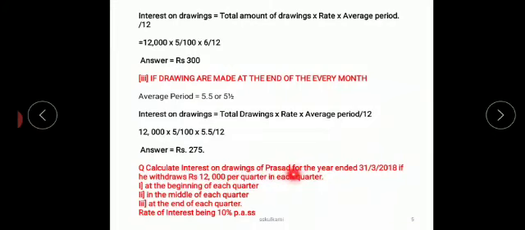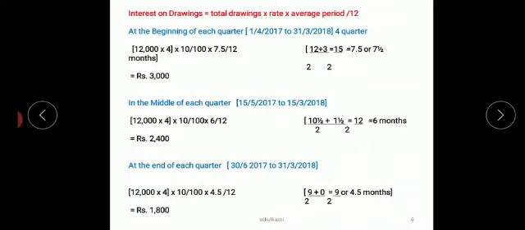Interest on drawings of Prasad for the year ended 2018, if he withdraws 12,000 per quarter, is to be calculated if it's in the beginning, middle or at the end of the year. Rate of interest is 10% per annum. So we'll see how it is calculated. What are his total drawings? 12,000 per quarter, so I will write 12,000 into 4. For every quarter, 4 times in a year he's taking 12,000. That's why 4 has to be multiplied.